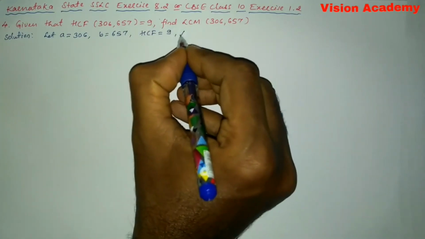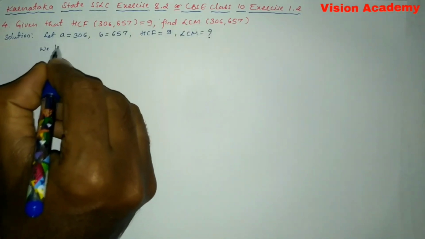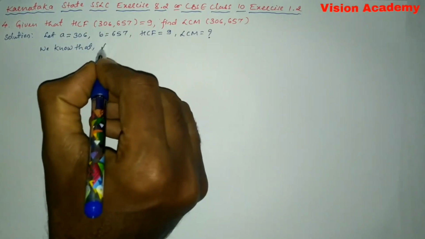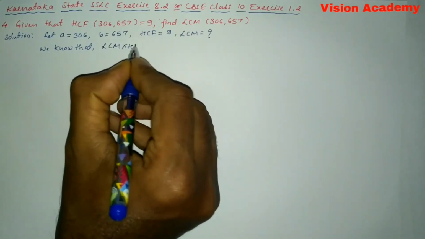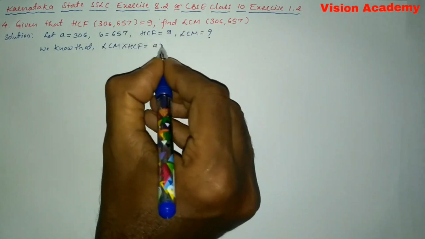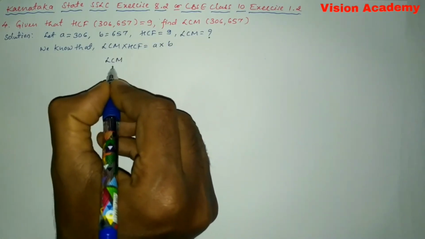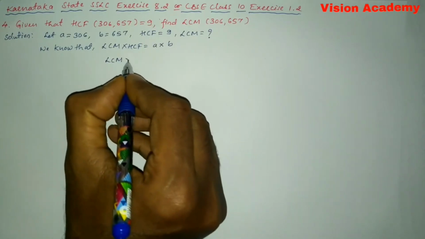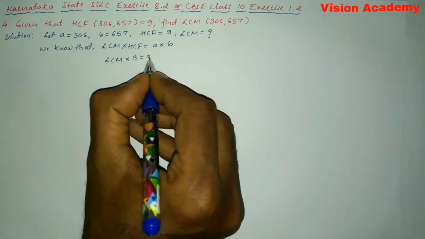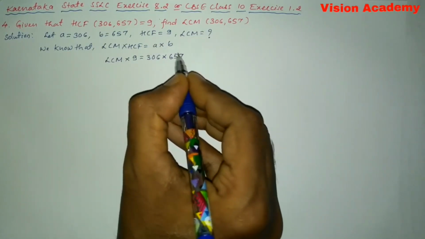We need to find what is LCM. LCM is equal to what? Here we know that LCM into HCF is equal to the product of two numbers, that is A into B. Let us write LCM as it is because we need to find the value of LCM. LCM into HCF, which is 9, is equal to A, which is 306, into B, which is 657.